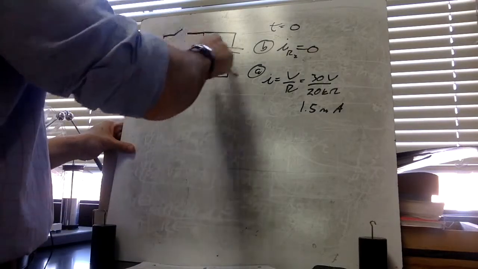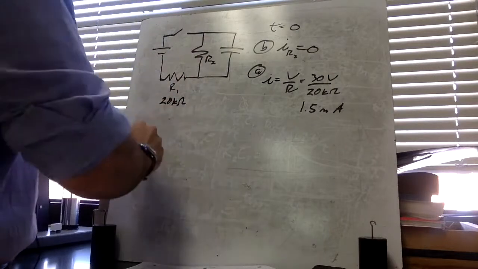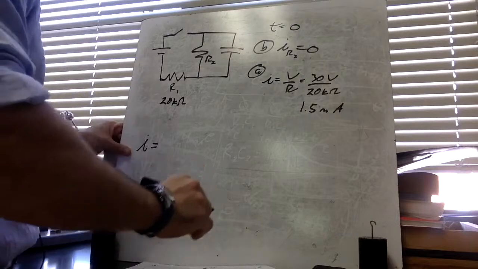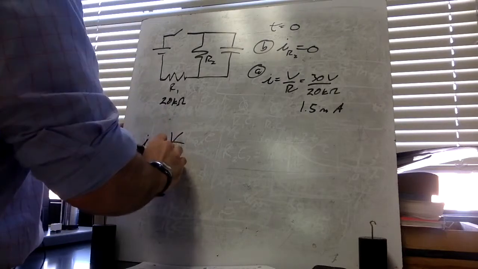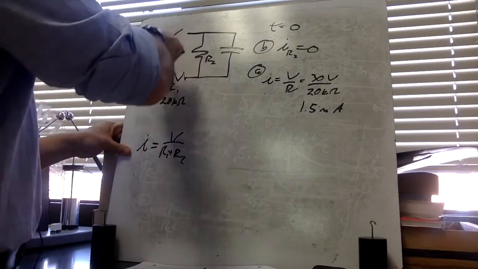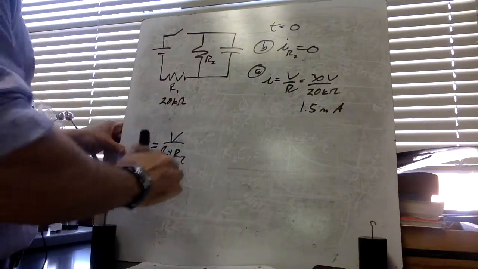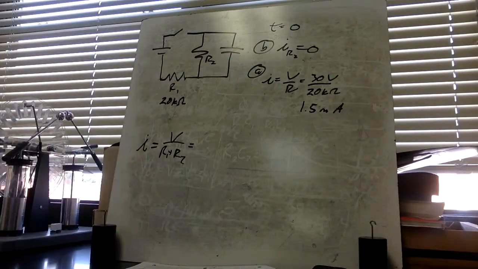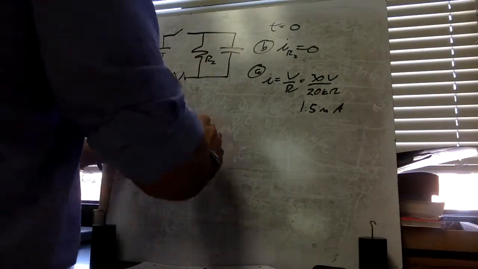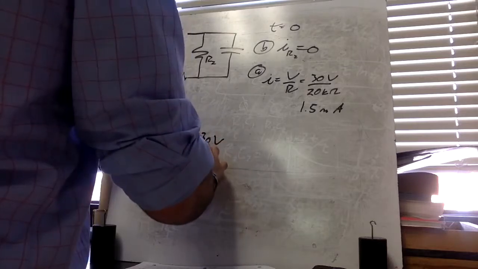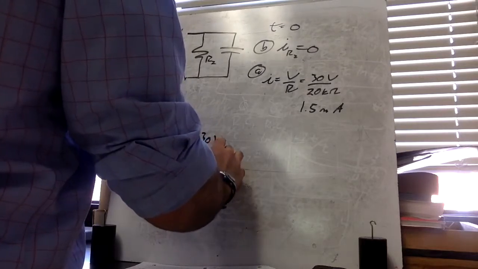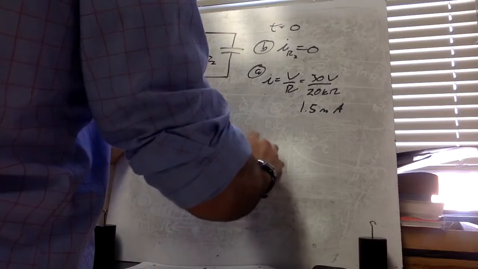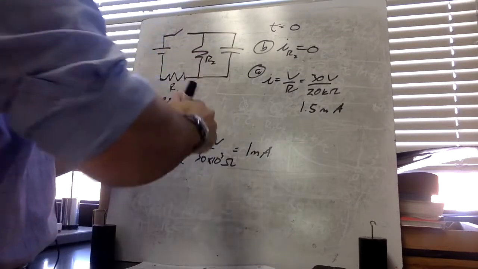And then C asks, what is the current in resistor 2 a long time after? Now a long time after, this is like an open switch, and all the current is going through here. So the current a long time later will be V over R1 plus R2, because now I have current going through these two resistors that are in series. This is how I get the total resistance for those two. So this ends up being 30 volts over 30 times 10 to the third ohms, which is 1 milliamp. That's 20, and this is 10 kilo ohms.